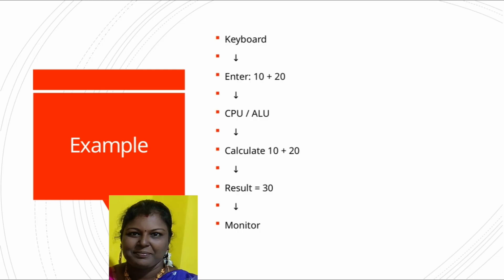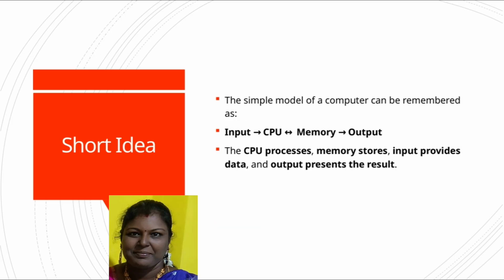Let's break down the basic model of a computer. It all starts with input. That's where data comes in. Then the CPU, or central processing unit, gets to work, processing that data. Memory plays a key role too. It stores information the CPU needs to access quickly. Finally, output delivers the results back to us. This simple flow, input to CPU, interacting with memory, then output, is the foundation of how computers operate.